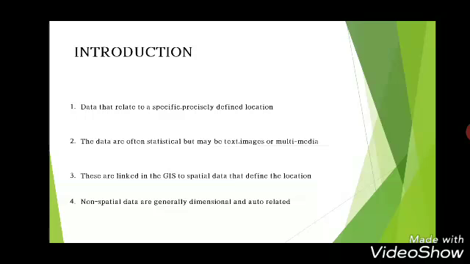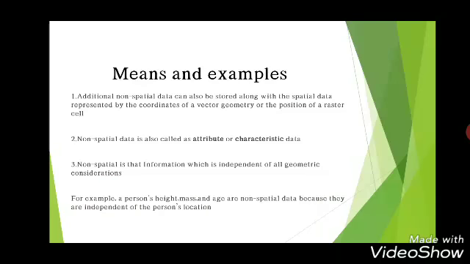And the non-spatial data are generally multidimensional and autocorrelated. So regarding this, the word attributes comes here. And what are attributes? Attributes are the non-spatial characteristics that describe spatial objects, and these are commonly arranged in tables where a row is equivalent to one entity and a column is equivalent to one attribute. So let us come to its meaning and examples.